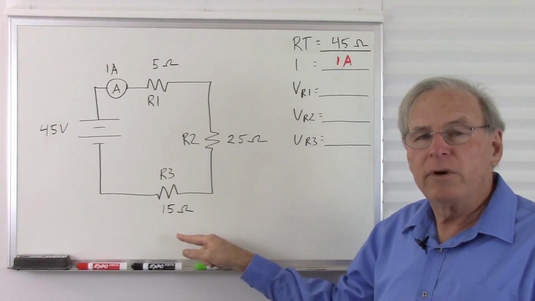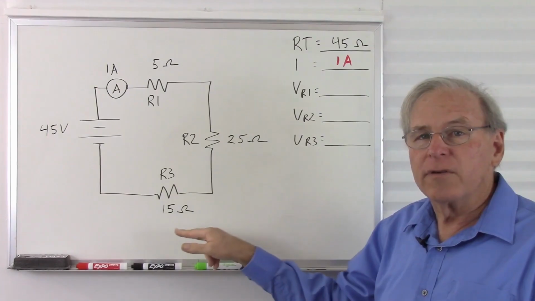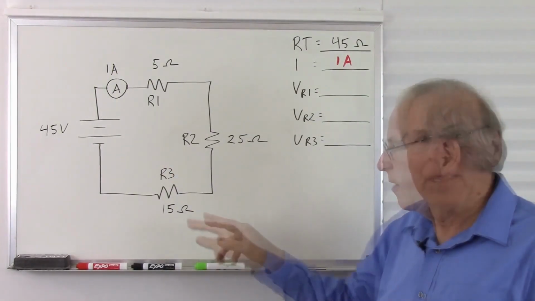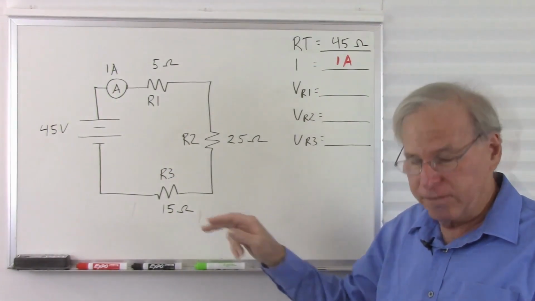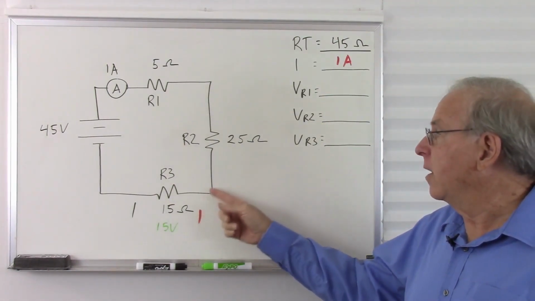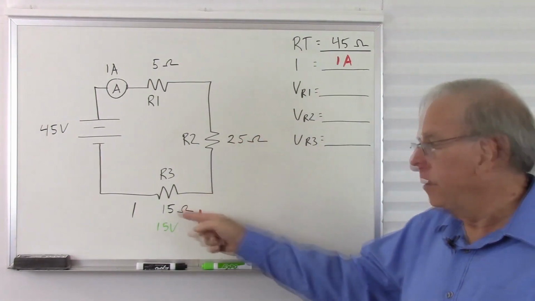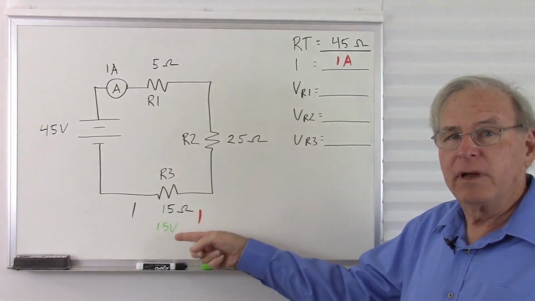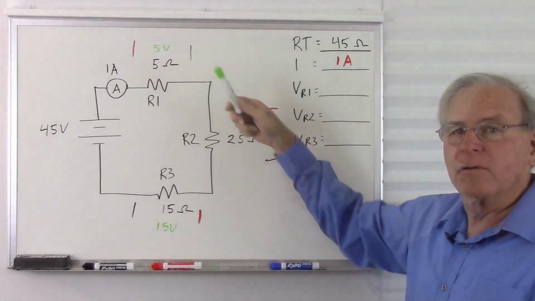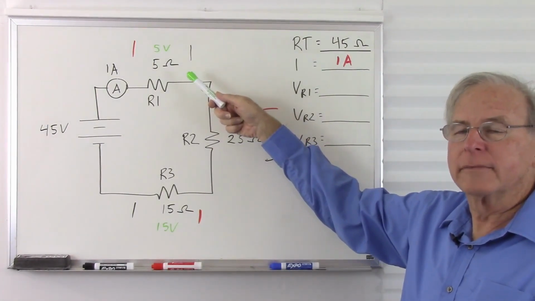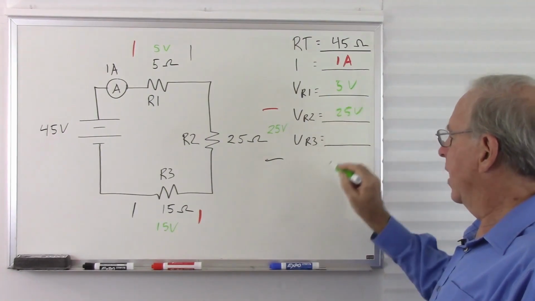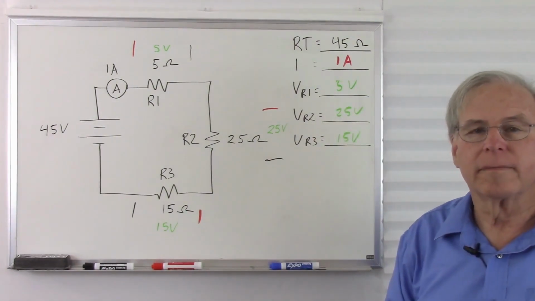We have 15 ohms here, which is 1/3 of our total resistance. So if it's 1/3 of our total resistance, it'll also have 1/3 of our total voltage. Total voltage is 45. It turns out that 1/3 of 45 is 15. So there's 15 volts across this resistor. Almost too easy. If we have 15 ohms to 25 ohms, then we'll have 15 volts to 25 volts. So there'll be 25 volts across this resistor. Likewise, there will be 5 volts across this resistor. So our voltages are 5 volts, 25 volts, and 15 volts.